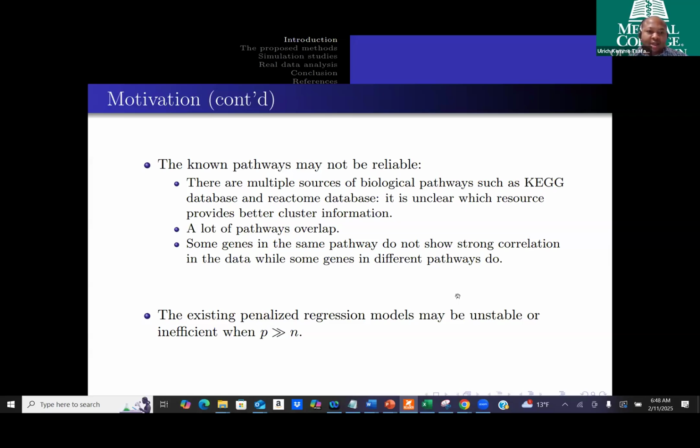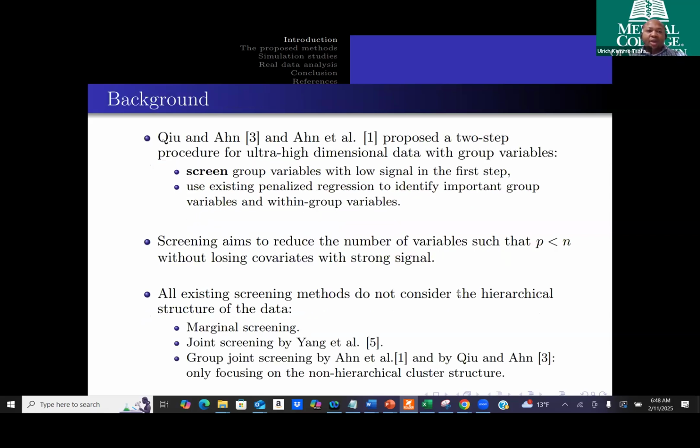And the second issue is that the existing penalized regression will be unstable or inefficient when we are dealing with ultra-high dimensional data. So in the background, when you have ultra-high dimensional data, the literature recommends to first do the screening. Screening means that you reduce the number of covariates such that it becomes less than the sample size, without losing important covariates. After the screening process, we can use the existing penalized regression because the sample size is now larger than the number of covariates.